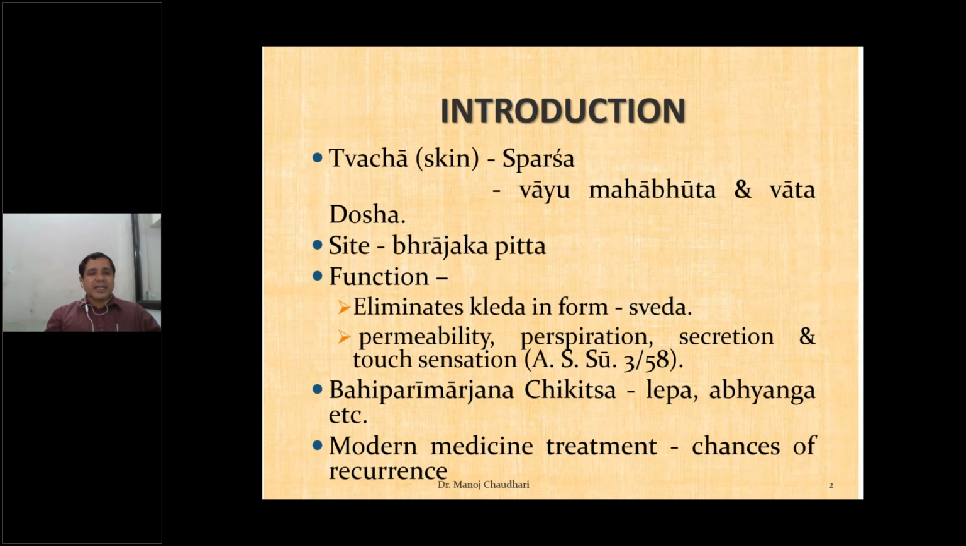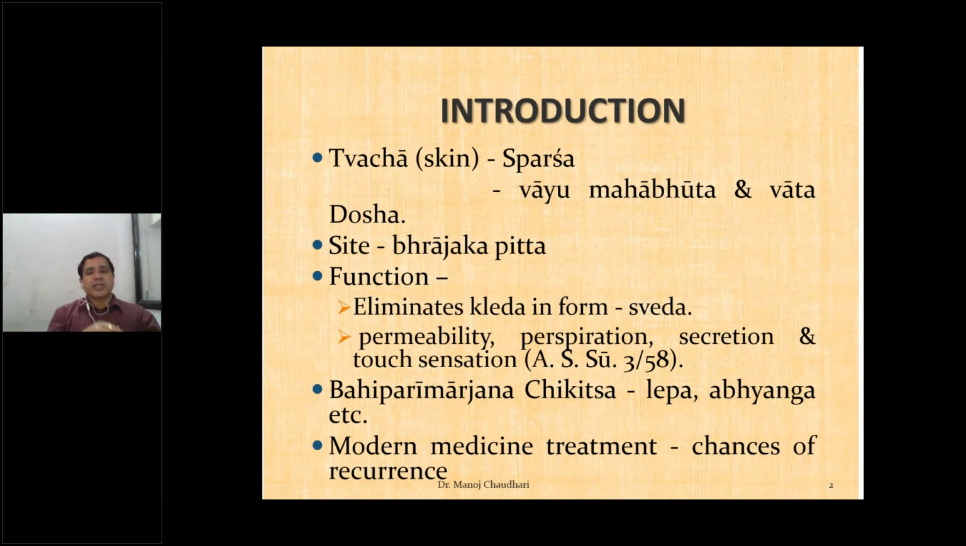Now, the function of the skin or tvacha, according to Ayurveda, is to eliminate kleda. Kleda is the abnormal liquid from our body in the form of sveda. Now, there are two types of mala, we know: the sthula mala and the drava mala. The purisha mala is the sthula one, and the liquid ones are two: urine and sveda, that is mutra and sveda. So sveda is removed from the outermost part of the body, that is the tvacha.